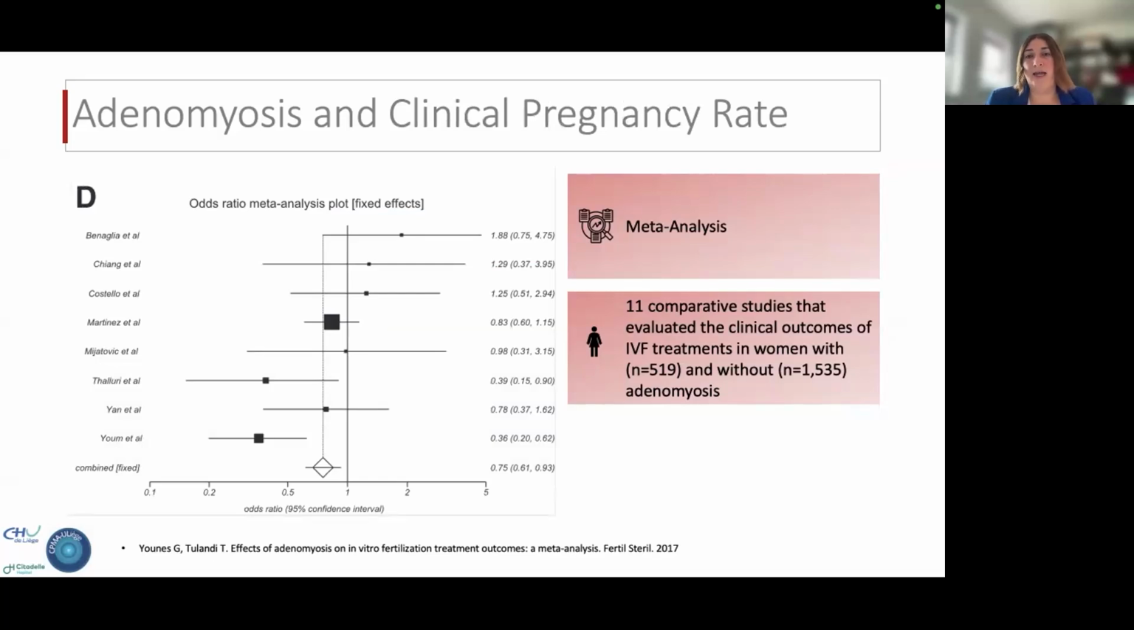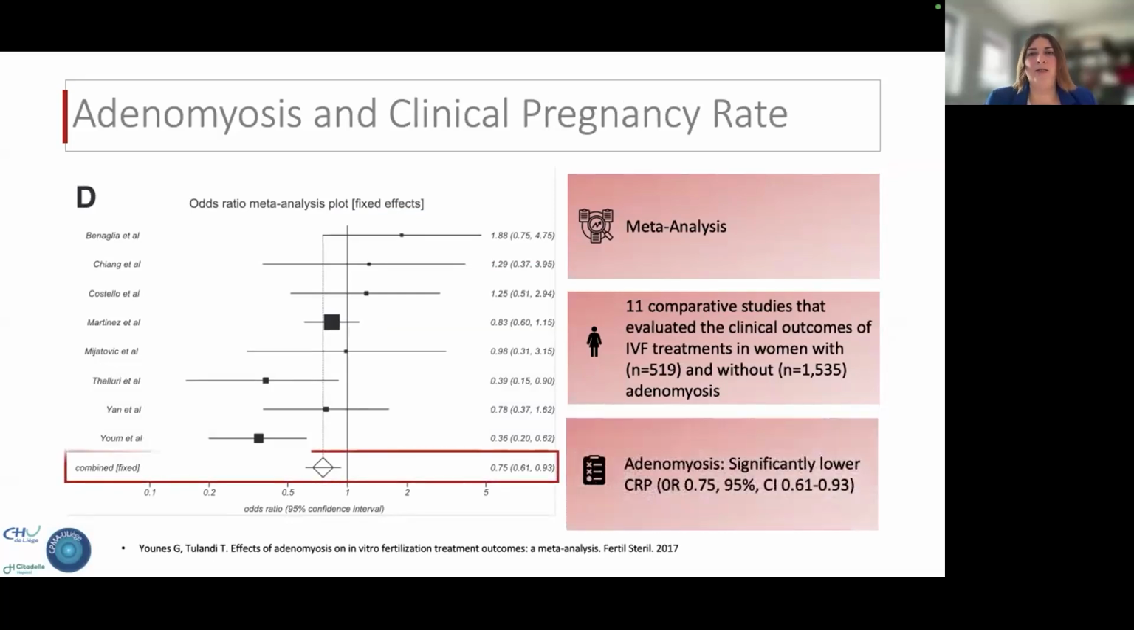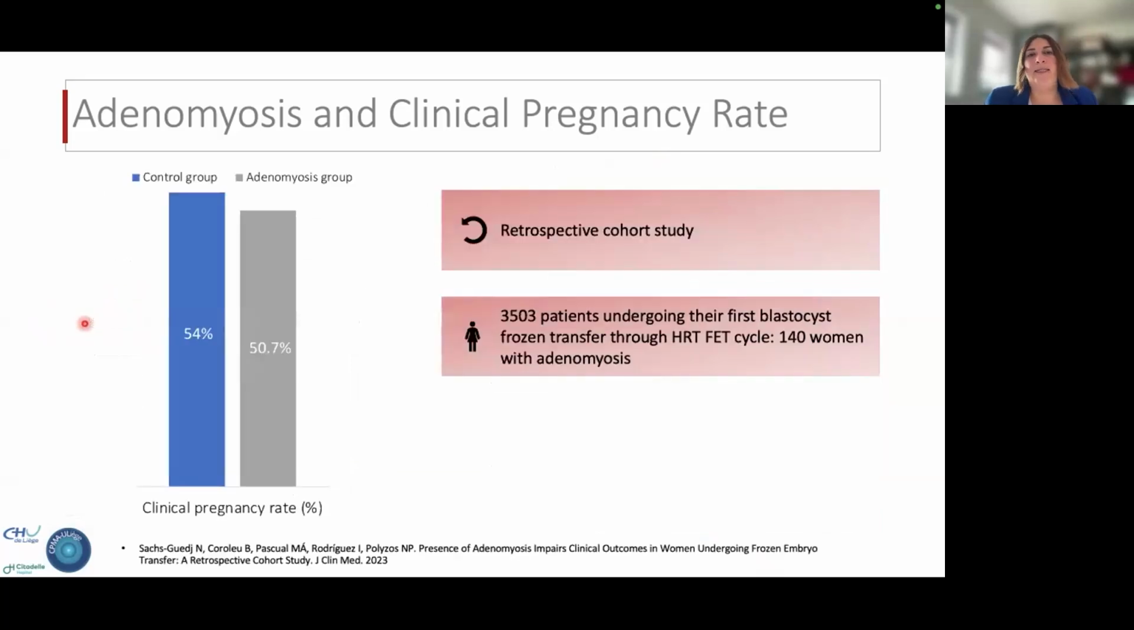Here we can see 8 studies that were analyzed for the clinical pregnancy rate, and we can see that this rate is also significantly lower in patients with adenomyosis. All the patients here were transferred with embryo from their own oocytes, except the study of Martinez and Conegero. And this lower clinical pregnancy rate was confirmed by a retrospective study published in 2023.